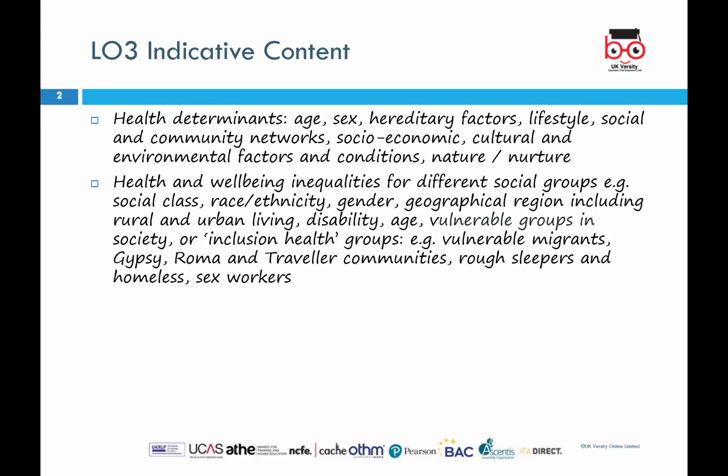So health determinants: age, sex, hereditary factors, lifestyle, social and community networks, socio-economic, cultural and environmental factors and conditions, nature and nurture. Health and well-being inequalities for different social groups based on social class, race, ethnicity, gender, geographic region, including rural and urban living, disability, age, vulnerable groups in society, or inclusion health groups.